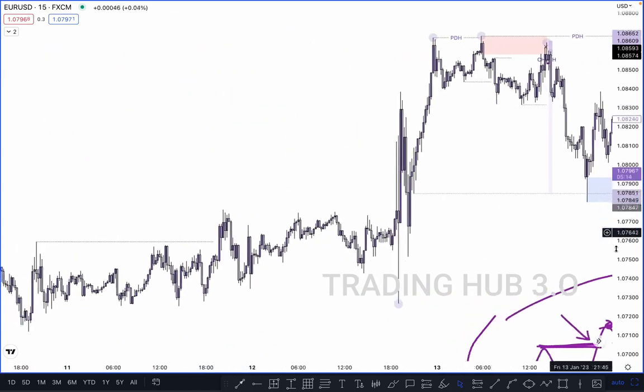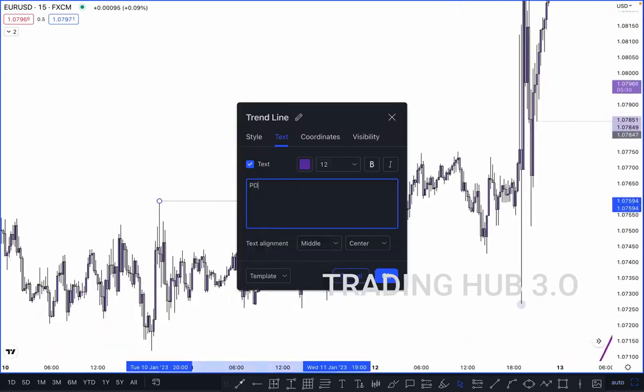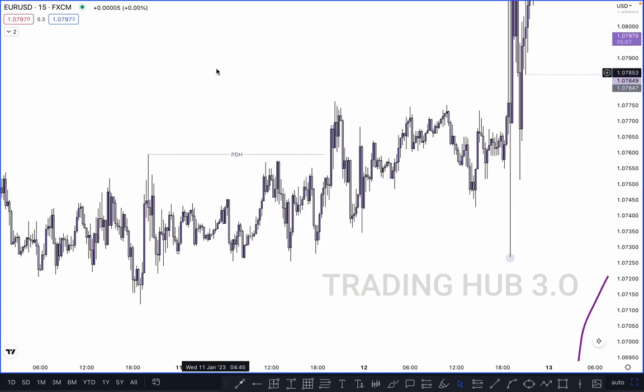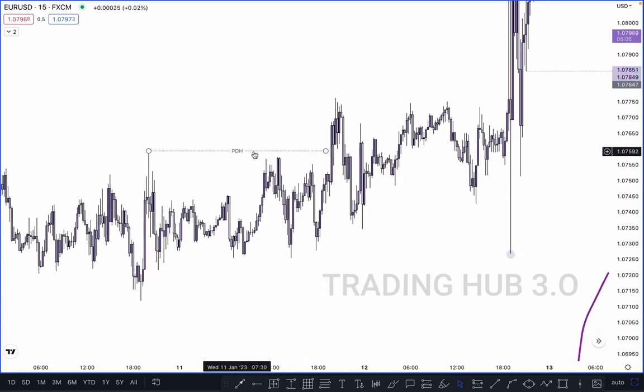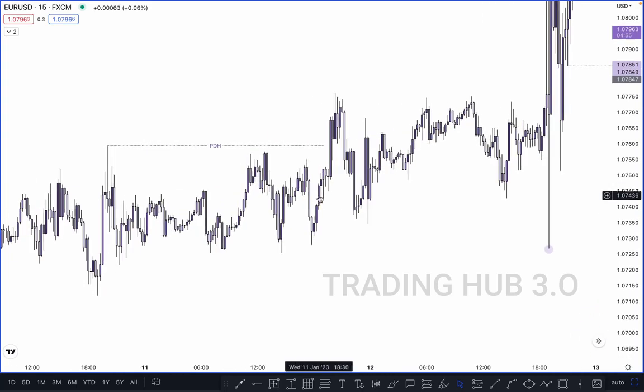Here I marked this one, and this is our previous day high at this point, called PDH. And what happened here? You can see the previous day high broken and close above it. Once the market closes above it, it doesn't mean that the market is not collecting liquidity. You have to wait for the low to break.